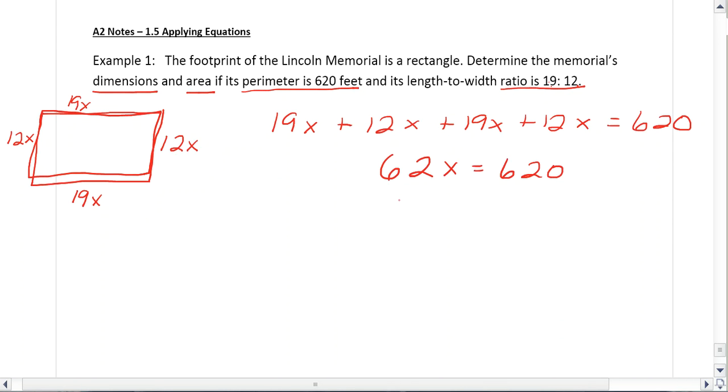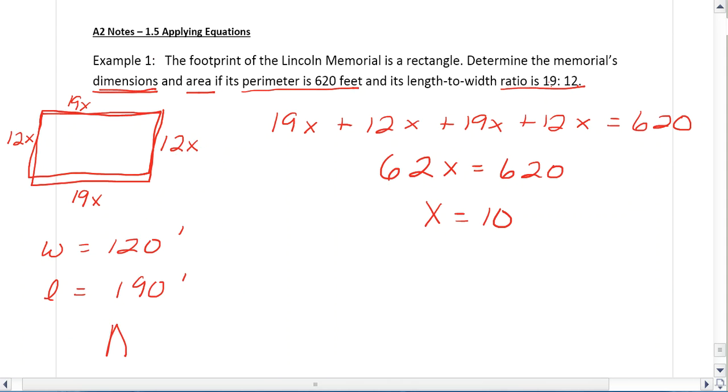So then solving this equation, adding like terms, I get 62x equals 620. So therefore x is 10. Now that didn't give me any length or width. I need to just use that x as the factor to get the correct length and width with these ratios. So 12x for the width would be 120 feet, and the length would be 190 feet. So that's the first part I was asked to find, the dimensions.